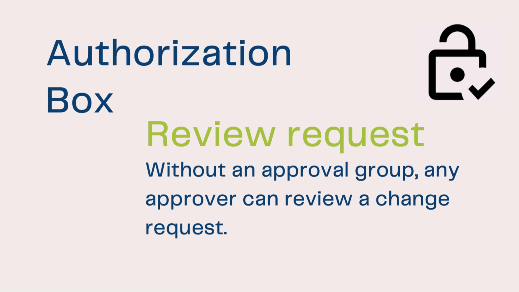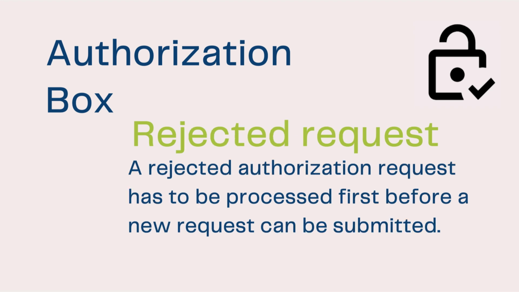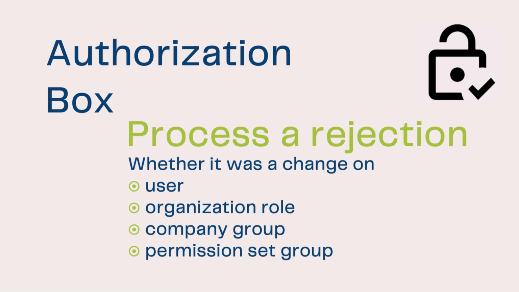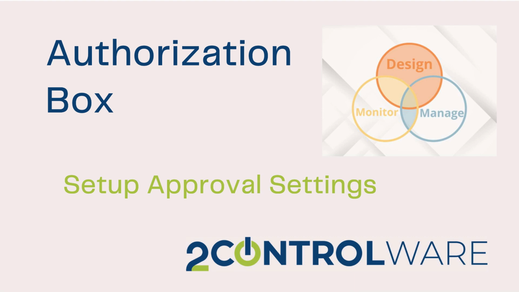In case an approver rejects an authorization request, this rejection has to be processed first, before a new authorization request can be submitted. Whether it was a change request for a user or on an organization role, a company group or a permission set group. And that is how you set up approval settings.